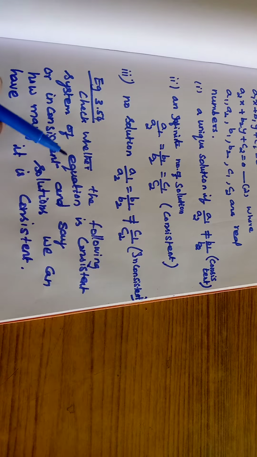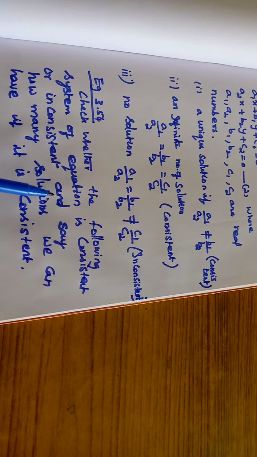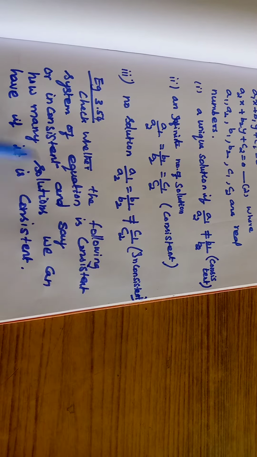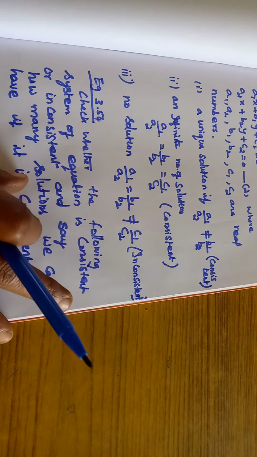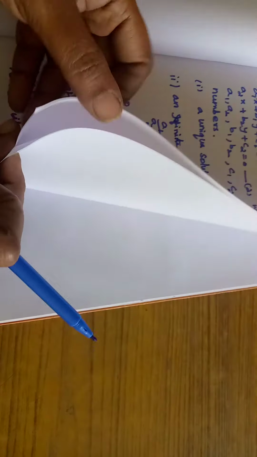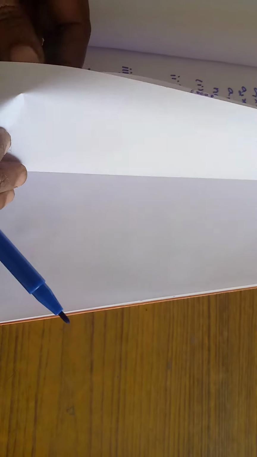What is the question? Check whether the following system of equations is consistent or inconsistent, and say how many solutions we can have if it is consistent. First we have to check whether it is consistent or inconsistent. After that, whether it has a unique solution or infinite number of solutions. Okay, so here 3 questions are given. One by one, let us do that. What is the first one now?